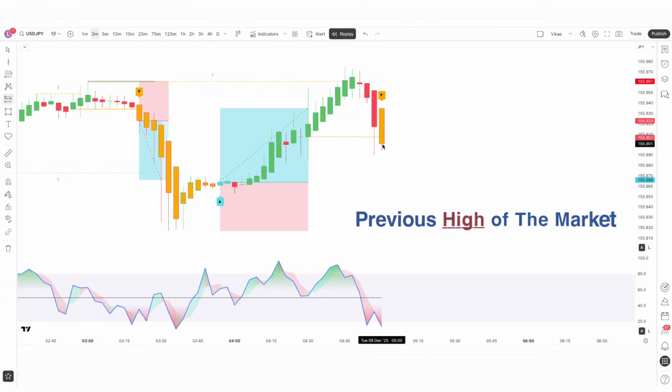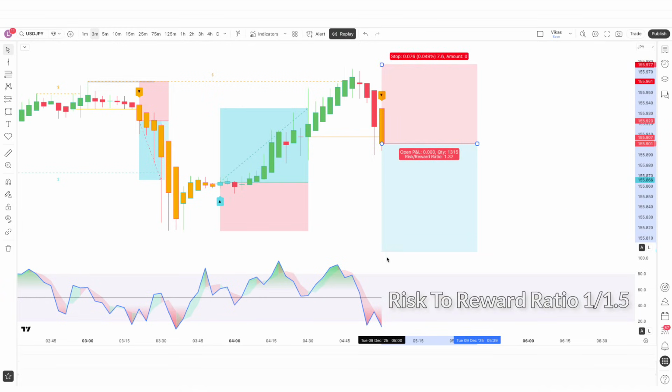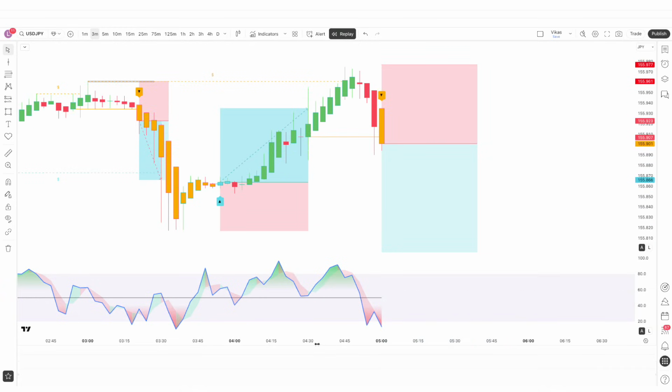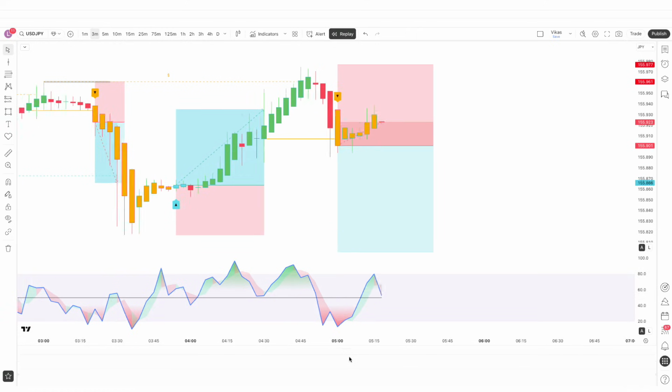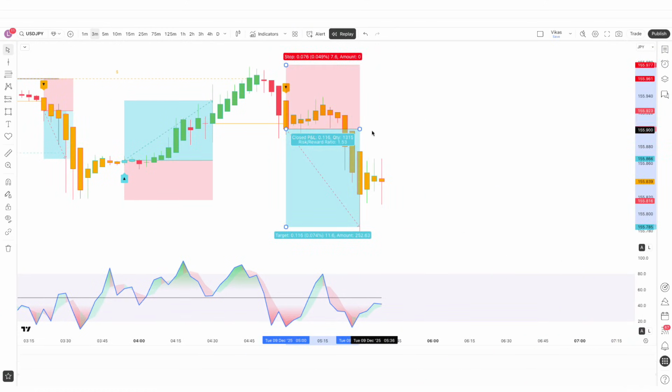Our stop loss is to be placed at the previous high of the market, and the risk to reward ratio will be 1 to 1.5. Let's see what happens to our trade. We have won the trade. Let's find the next trade.